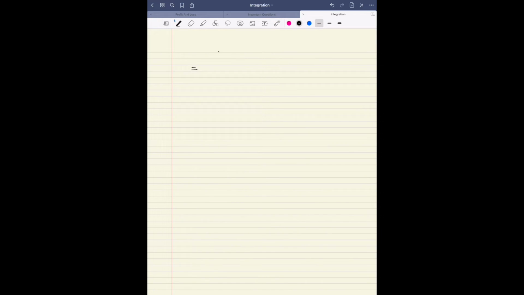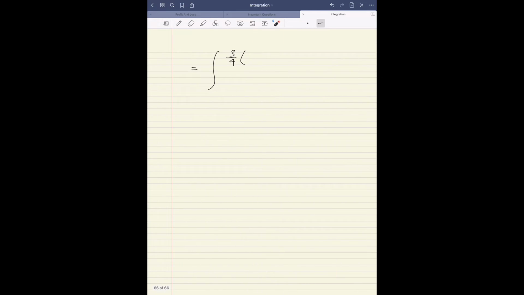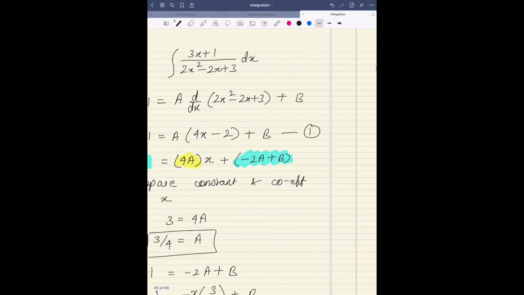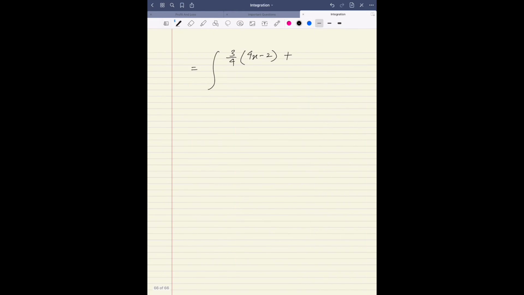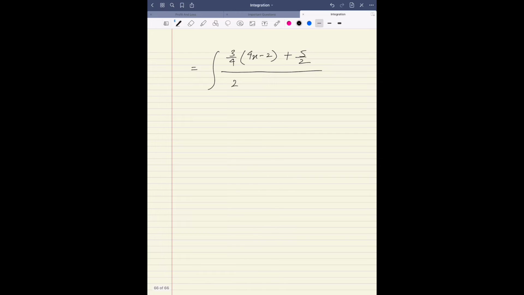The values we have is a is 3 by 4 times this expression. So we are replacing 3x plus 1 with this expression where a is 3 by 4 followed by 4x minus 2 plus b. B is nothing but 5 by 2 whole divided by the quadratic expression, which is 2x square minus 2x plus 3 dx.